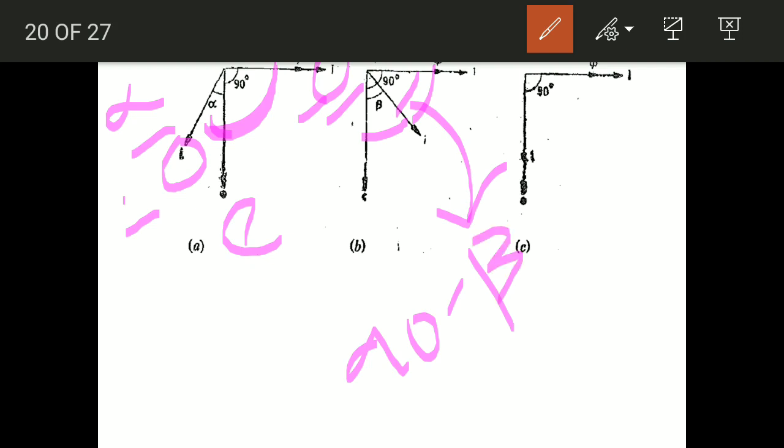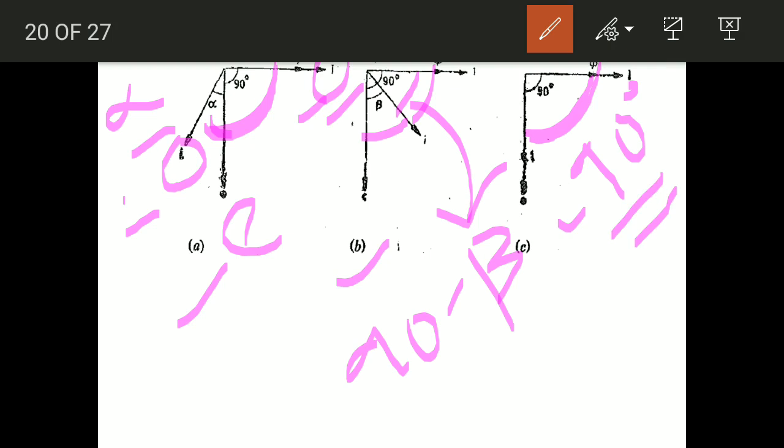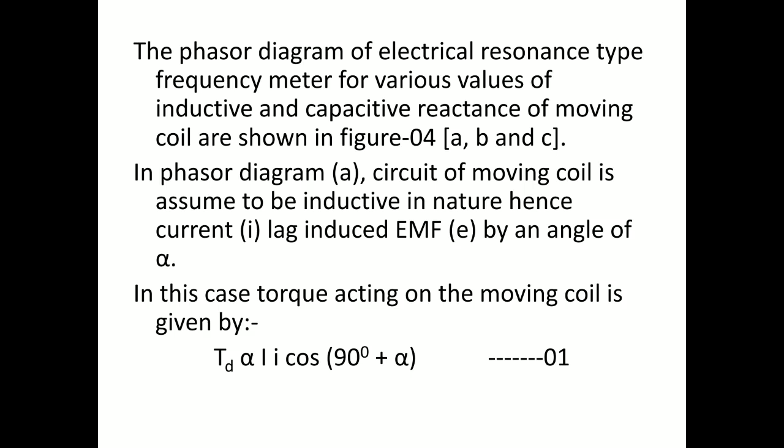Now if you are interested in calculating the expression for deflection torque when the current flowing through the moving coil and the induced EMF small e are exactly in phase with each other, then in that case we need to take the deflection torque angle corresponding to 90 degrees. So these three things you have to remember: what will happen in case of inductive, what will happen in case of capacitive, and what will happen in case of pure resistive impedance.